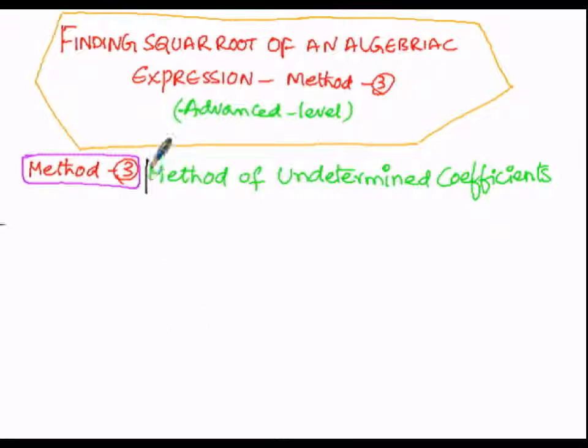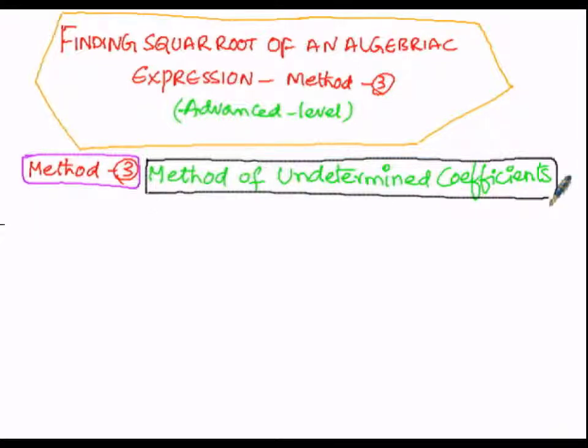So here let us perform one illustration in order to find out the square root of an algebraic expression. In this method we will compare the coefficients of the terms of a perfect square with the given algebraic expression. Then after finding the coefficients we will find the square root of the given algebraic expression.